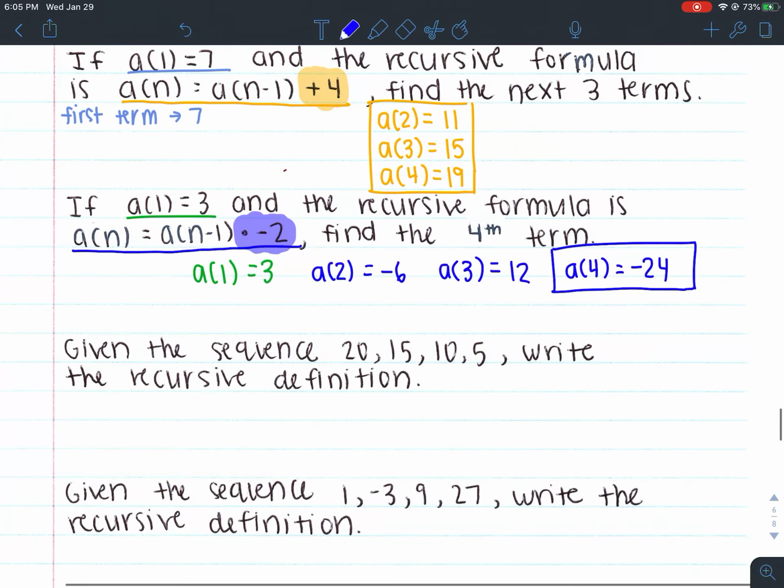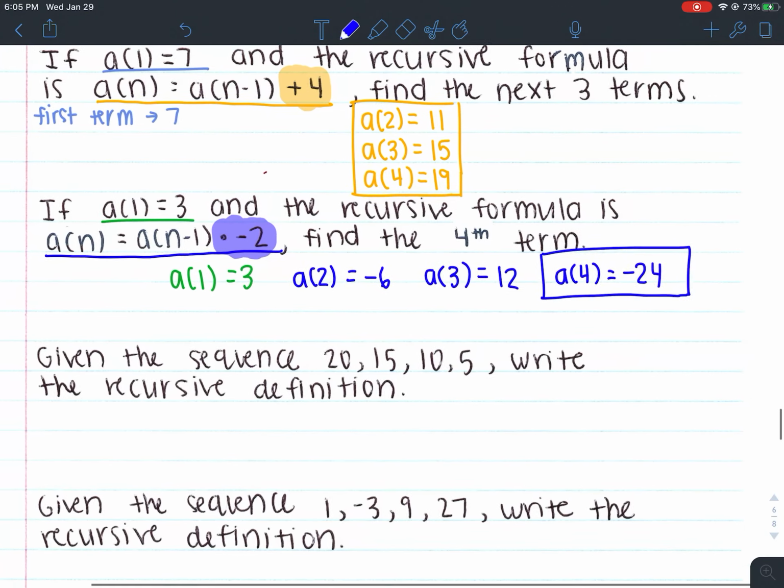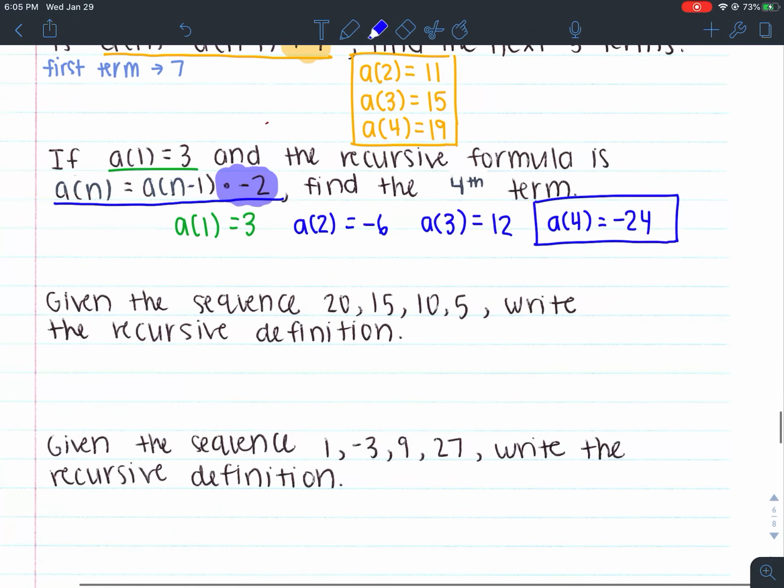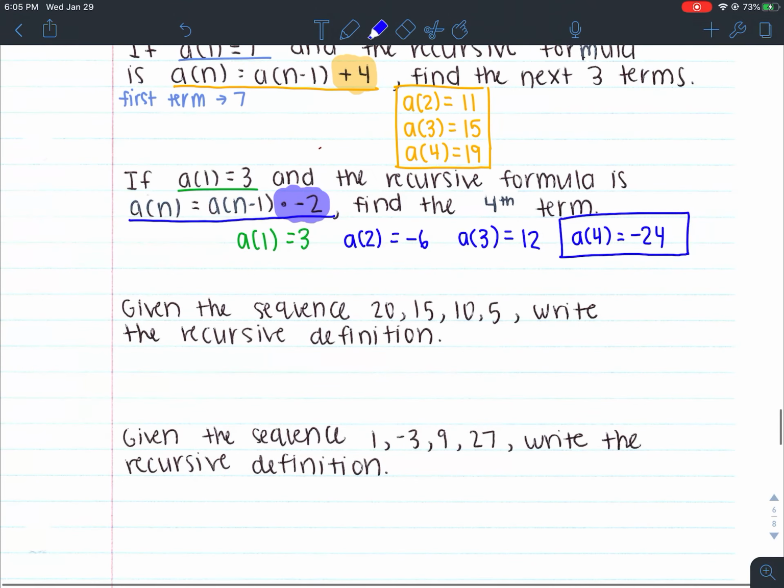Well, what happens if they want me to find the sixth term? Well, then I would keep going until I got to the sixth one, and that's the one that I would box. So we do want to use a bit of function notation. Function notation is basically using the a of 4 at the very beginning. So you're telling me that you're using the fourth term here.